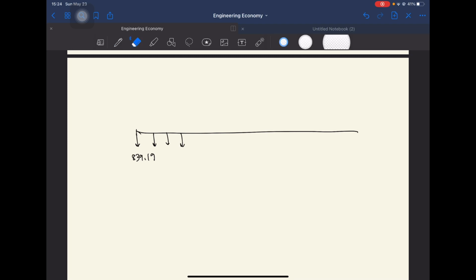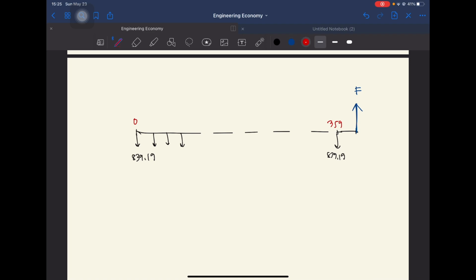Okay, and we know that it will last for 360 months. Okay, this is your last payment at the end of the 359th month, or at the beginning of the 360th month. And of course, your future worth will be here. Okay? This is your future worth F. Magkano yung future worth niyan? Ano yung example natin kanina?